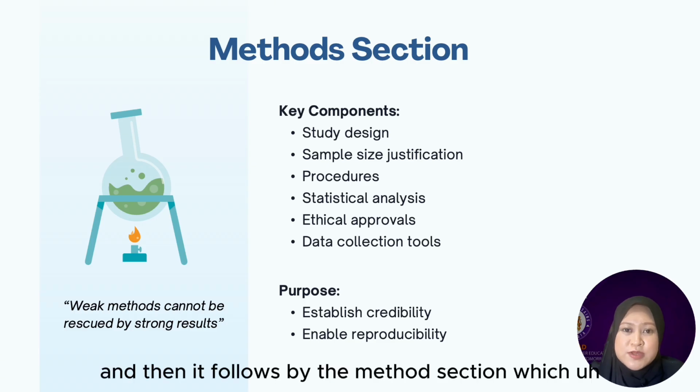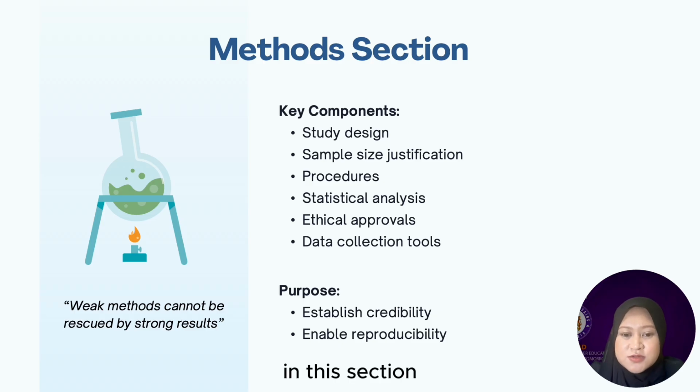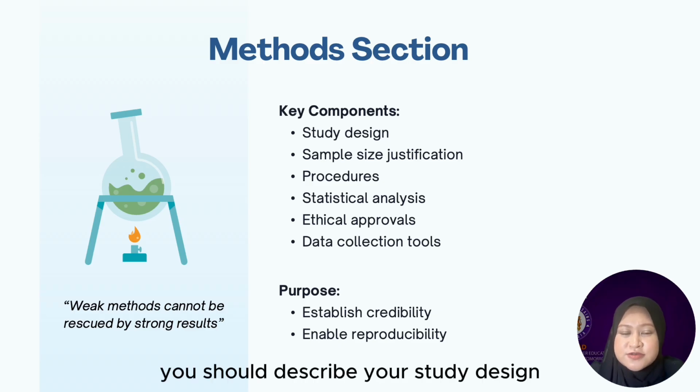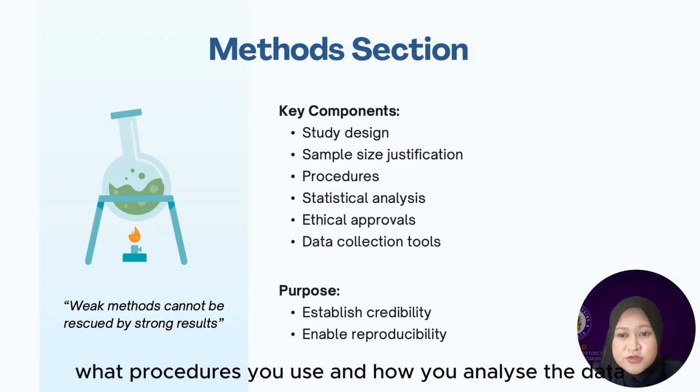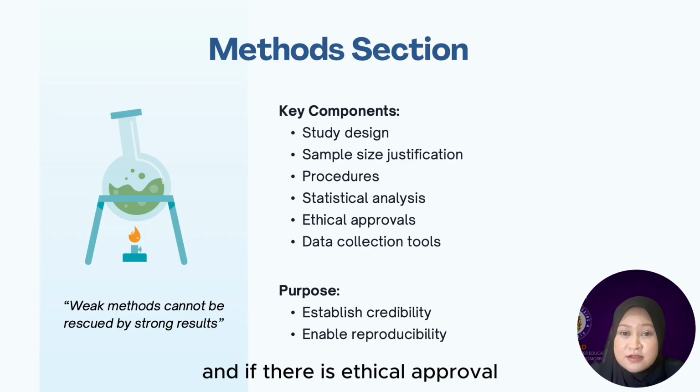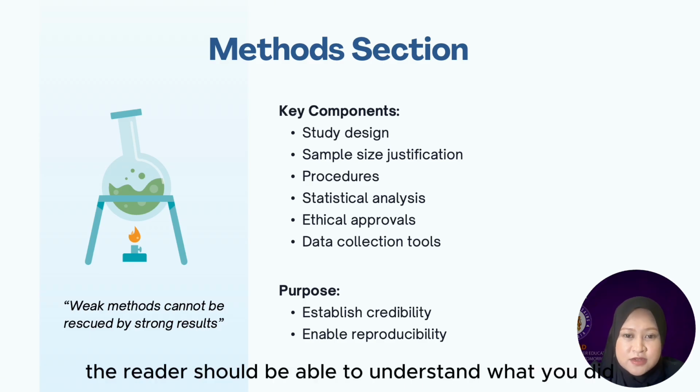And then it is followed by the method section, which explains how you carried out your study. In this section, you should describe your study design, your sample size, what procedures you used, and how you analyzed the data. And if there is ethical approval, you should also mention it. The key idea here is clarity. The reader should be able to understand what you did.